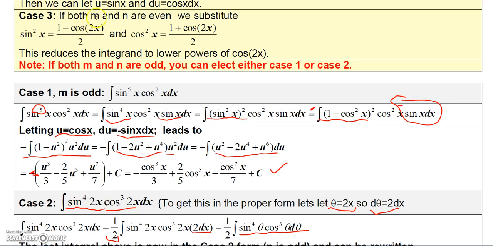Now if both powers are even, if the sine power is even and the cosine power is even, then we can actually replace, everywhere we have a sine squared x, we can replace it with 1 minus cosine 2x over 2.